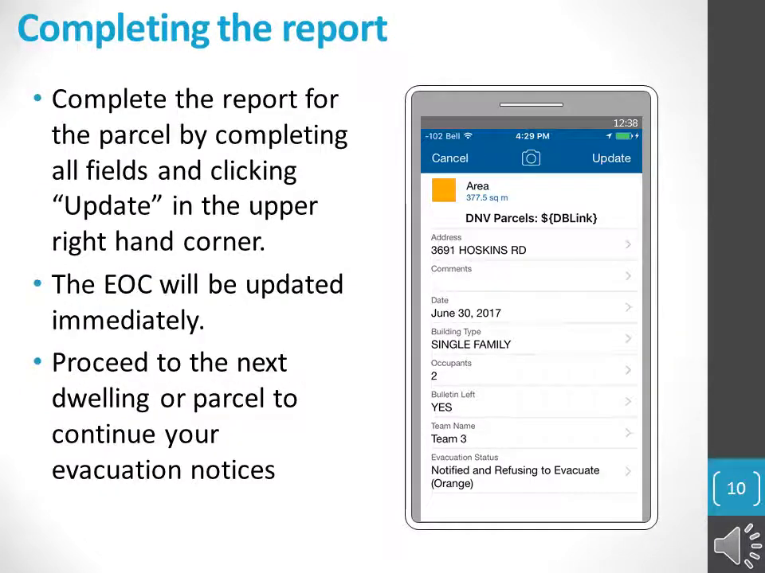Once the evacuation status for the parcel or property has been established, and you have completed your report using all the fields in the form, click Update in the upper right-hand corner. This will send your report electronically to the Emergency Operations Center for situational awareness. You can now move on to the next property for evacuation notice.